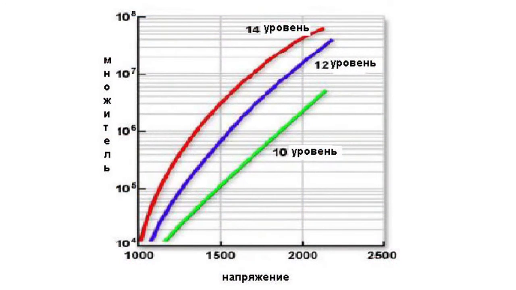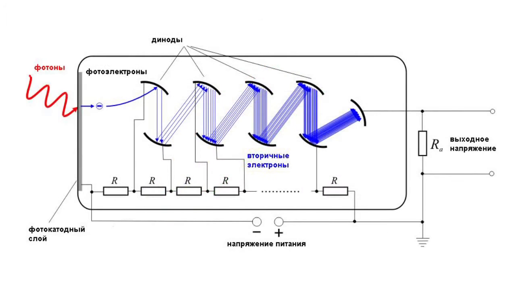The multiplying factor depends on the voltage between the dynodes and on the total number of dynodes. The number of electrons may be multiplied by several millions, if 12 to 14 dynode levels are used.